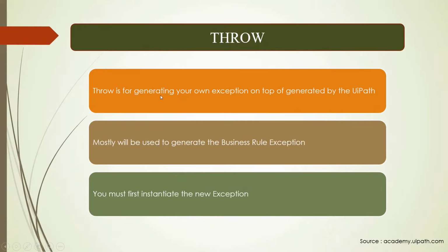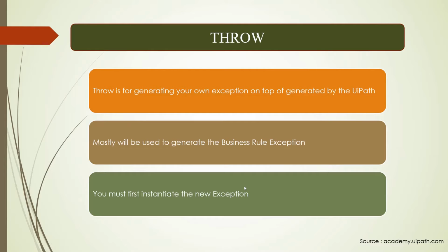Now what is throw? Throw is for generating your own exception on top of those generated by UiPath. UiPath generates a lot of exceptions: system exception, integer not found, cannot convert from string to integer, null reference exception, selector not found exception, and many more. But if I want to generate my own kind of exception with some details which I want to give, I would have to use this throw activity. The second point is important: mostly it will be used to generate the business rule exception, which we have just seen. And lastly, you must first instantiate the new exception. That means you would have to create an object of the exception.